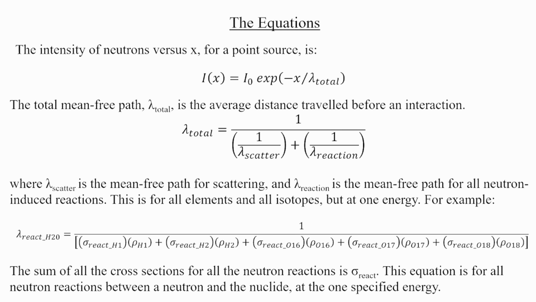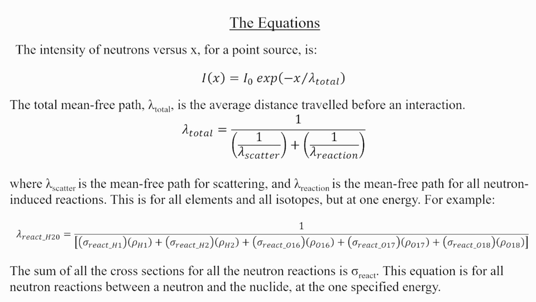And as you can see here, it is the reciprocal of the sum of the reciprocals for lambda scatter plus lambda reaction, where lambda scatter is the mean free path for scattering, and lambda reaction is the mean free path for all neutron-induced reactions, and it is for all elements, all isotopes, but for one energy. So for example, if we looked at lambda reaction for water, I have for H2O, and I have for deuterium, where that H is a 1, and I have where the H is a 2, and the oxygen is going to include all of the isotopes.